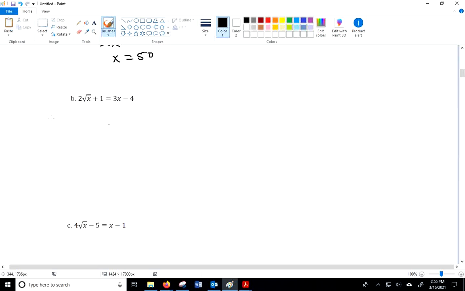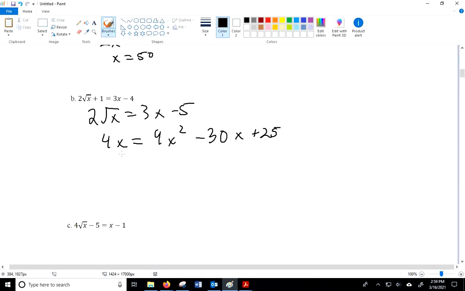All right, let's try this next one. On this one here, I'm going to isolate just the 2 root x. And then I will square both sides, which will give me 4x equals 9x squared. Multiply these two together and double them, so it's minus 30x, and then plus 25. Set this equal to 0: 9x squared minus 34x plus 25.